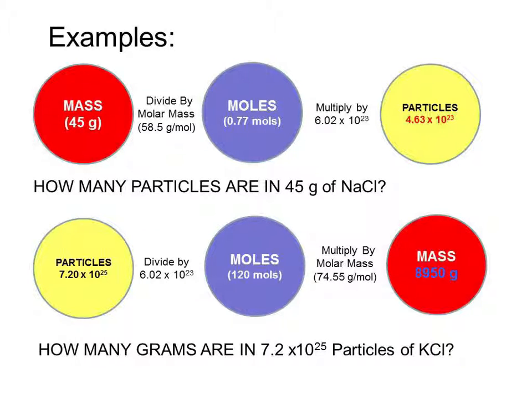Okay, so let's see, the next part of what we're trying to do is, now I'm giving you the number of particles, and then I want you to find the mass. So here's the question: how many grams are in 7.2 times 10 to the 25th particles of potassium chloride? All right, so here's my given. I'm given the number of particles, 7.2 times 10 to the 25th. Remember, when we go back into moles, we always are going to divide. So we need to divide by the conversion factor. In this case, again, it's Avogadro's number. From particles to moles, we use Avogadro's number because it's 6.02 times 10 to the 23rd particles per mole. And I get 120 moles.